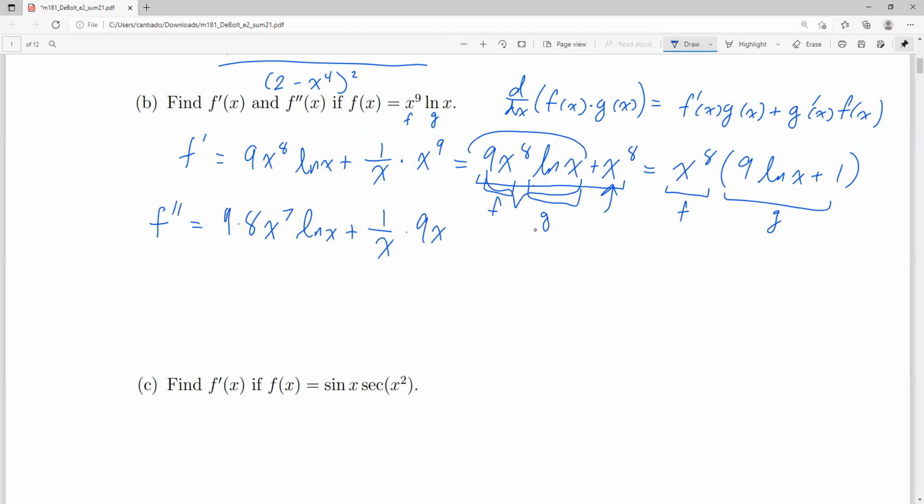plus derivative of g, which is 1 over x, times f, which is 9x to the 8th, plus, now we have to do the derivative of x to the 8th, which is just bring down the power, subtract the power. So 8x to the 7th. And this right here is our second derivative.